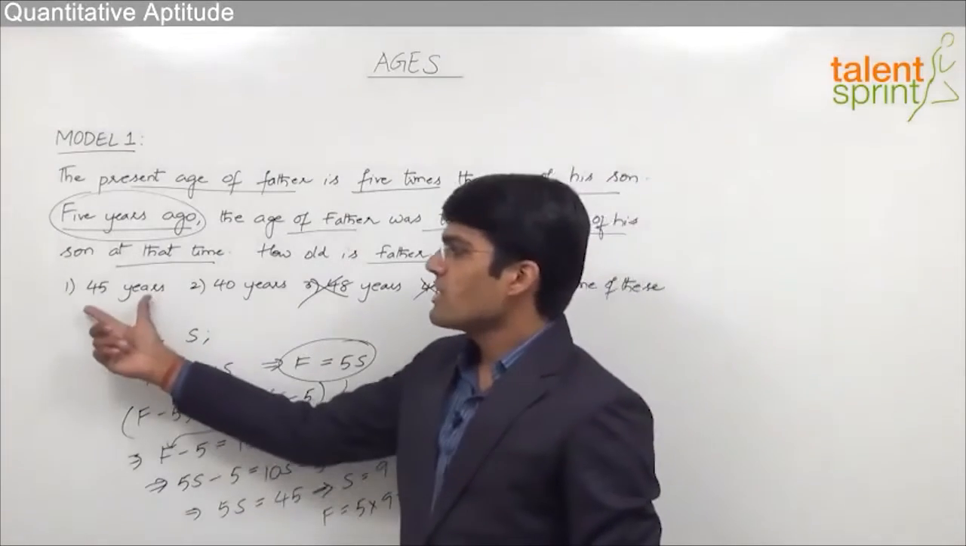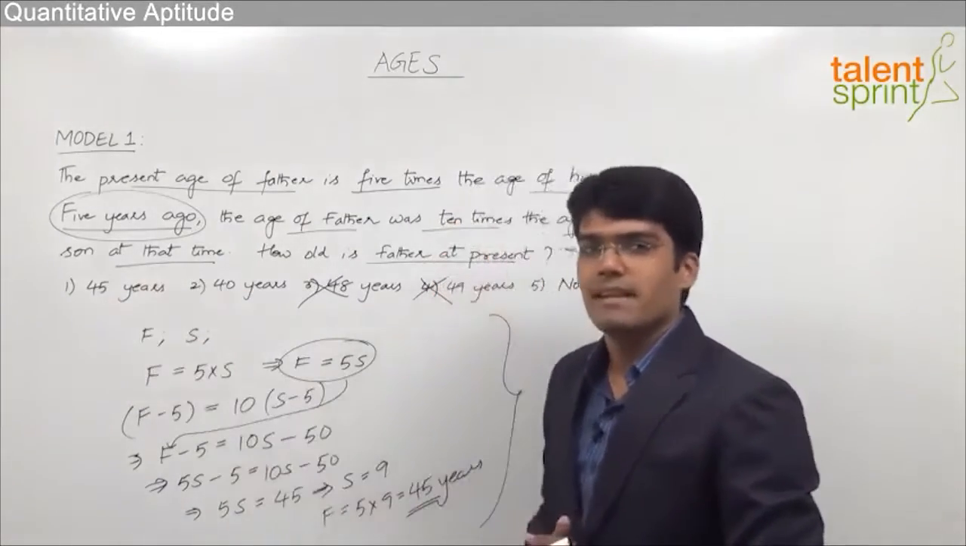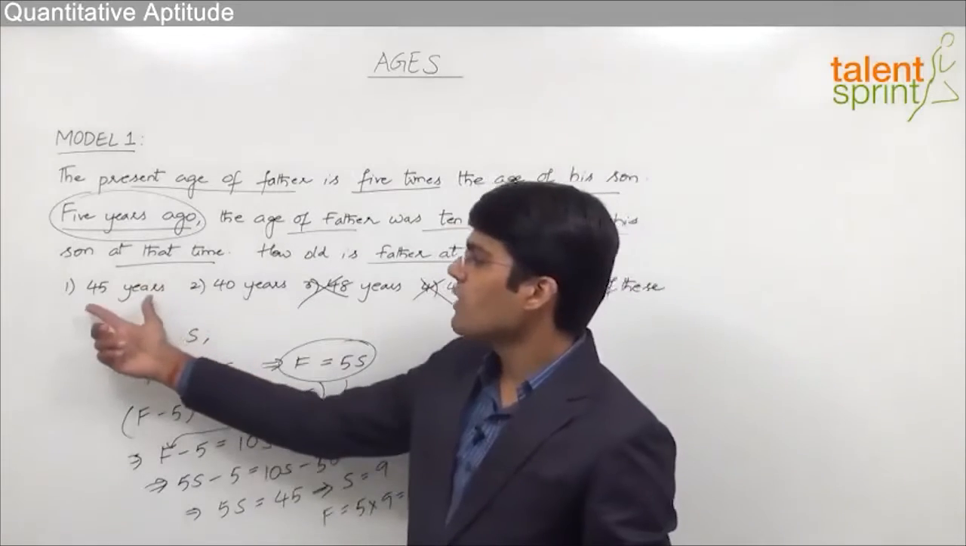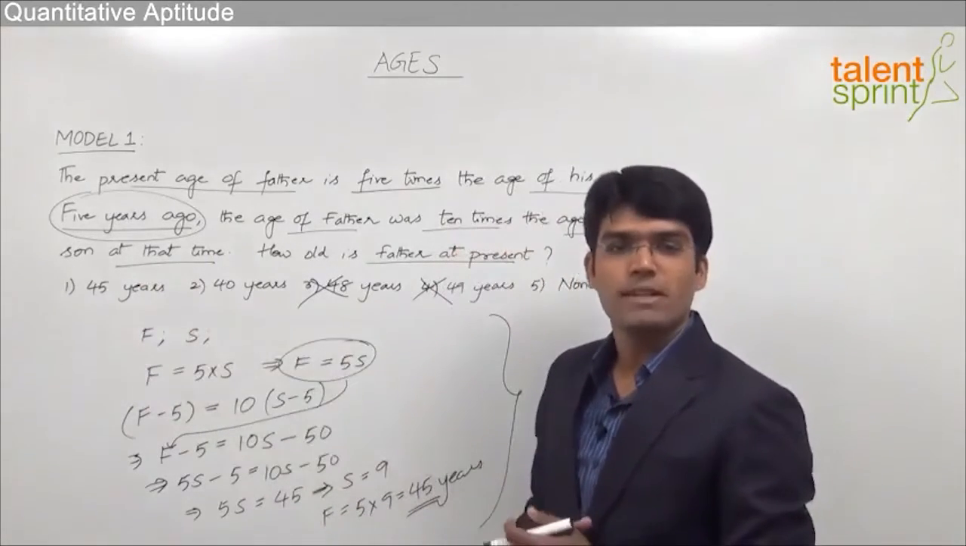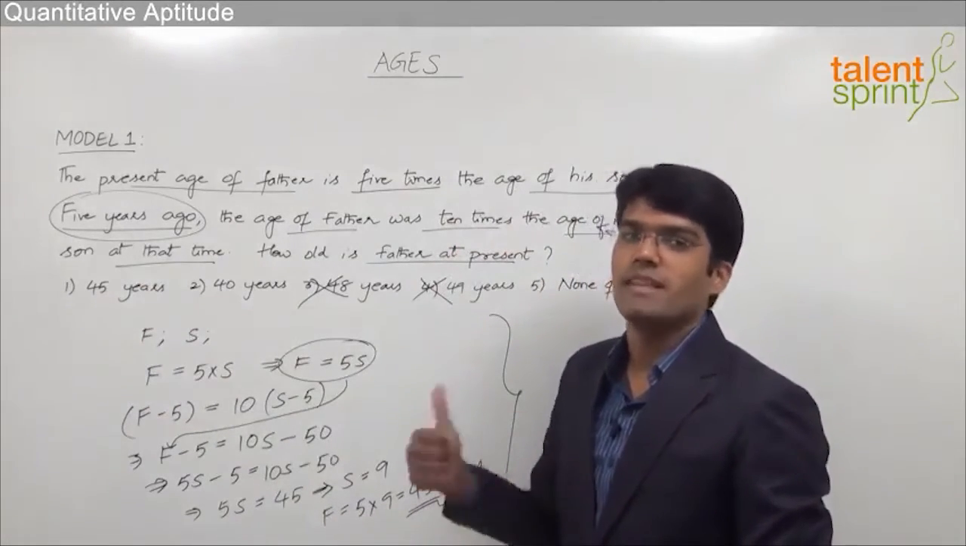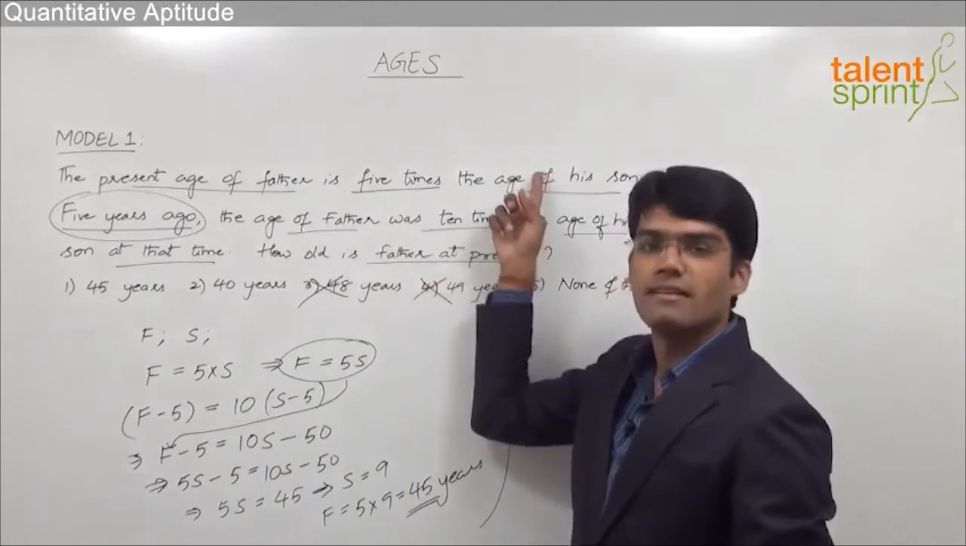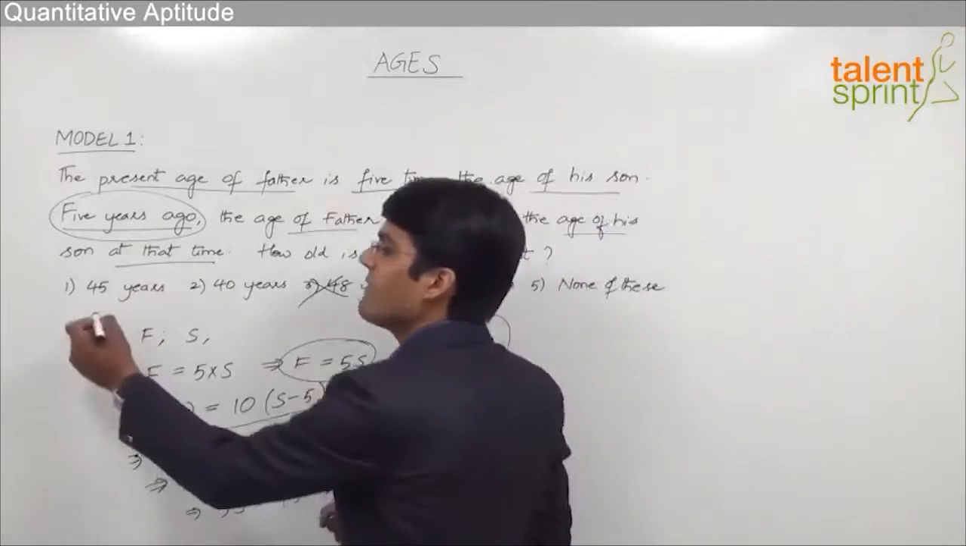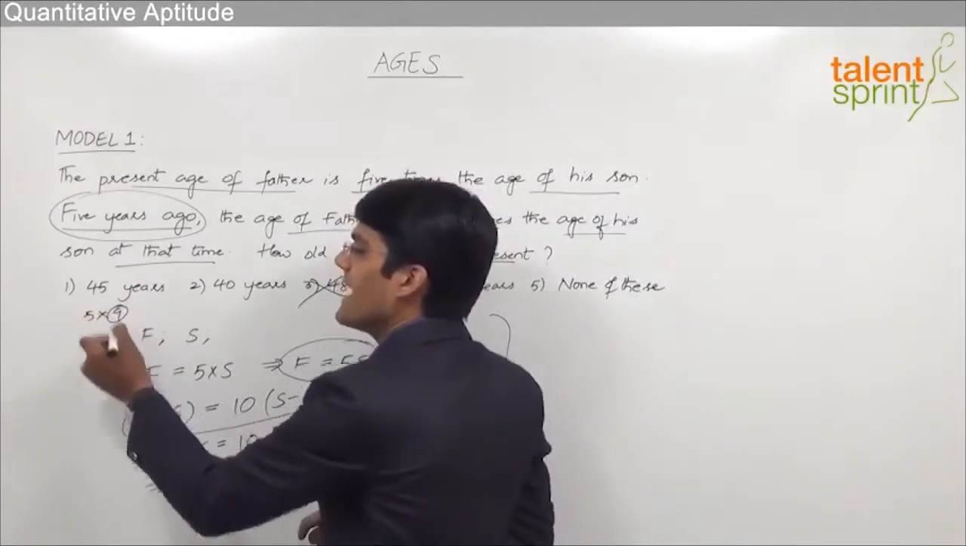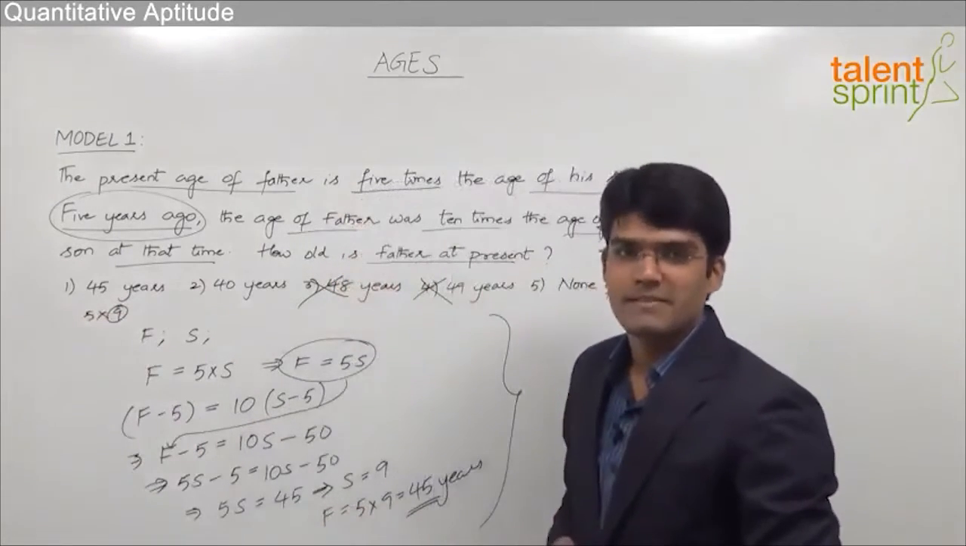Let us now take option number 1 and try to verify the second condition. As per option number 1, if father's age is 45, son's age should be 9 years. Why? Because father is 5 times the age of son. So 45 is nothing but 5 into 9. So we can say that son's age is 9 years.